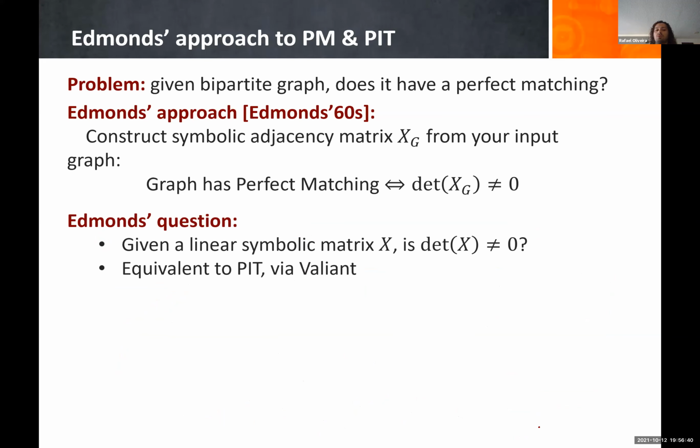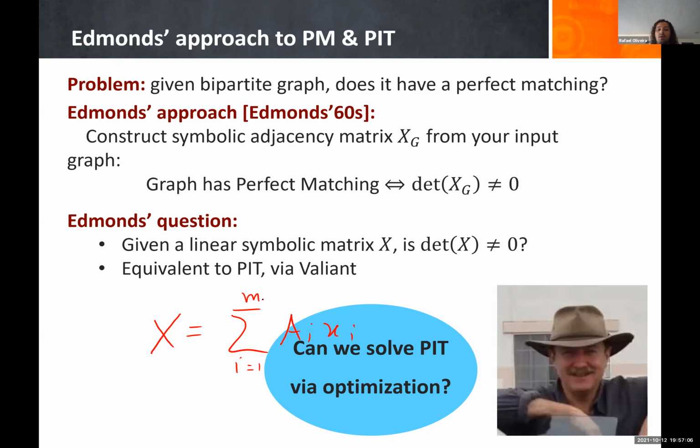Right? So we know that if we want to generalize just the Edmonds approach from perfect matchings, now the matrix X will be just the sum of A_i x_i, where i equals 1 up to m. We have m variables and the matrices are n by n. This is exactly the PIT, via Valiant's work. Okay, and now comes our hero, Gurvitz, and he says, all right, you know what?